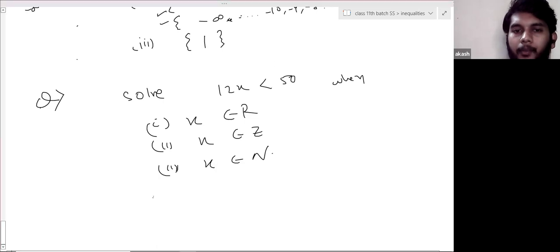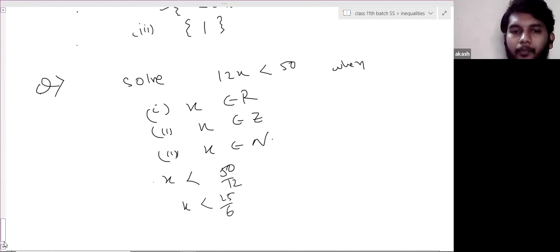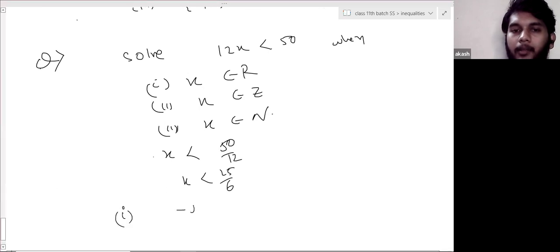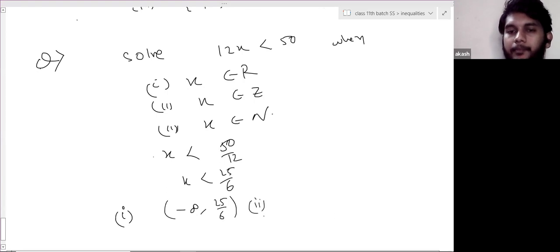All right. So we just divide this by 12. This is x is less than 25 by 6. So x is less than this. So minus infinity to 25 by 6. Absolutely correct. The first part is minus infinity to 25 by 6. What is the answer of the second part, Iram?